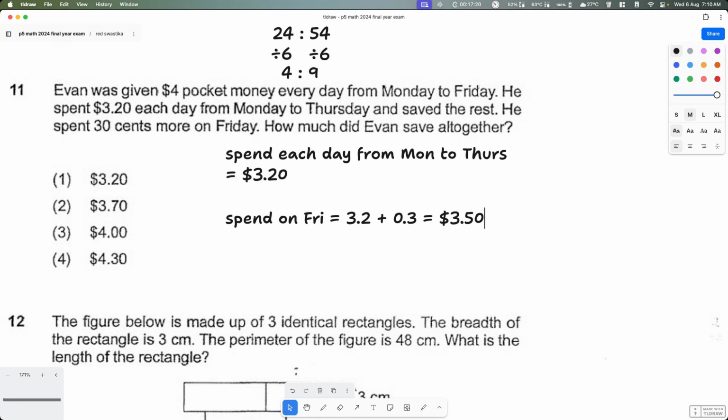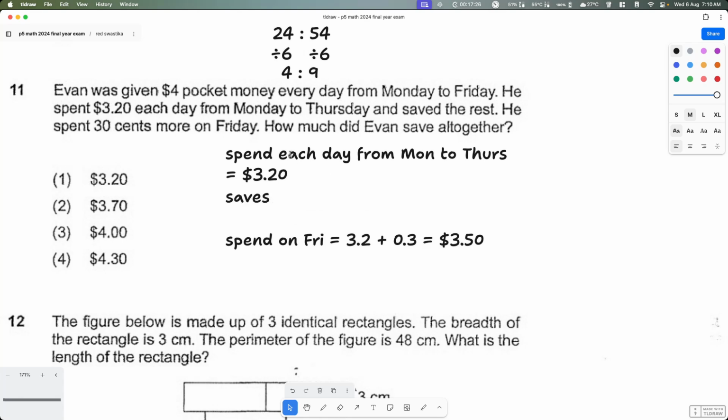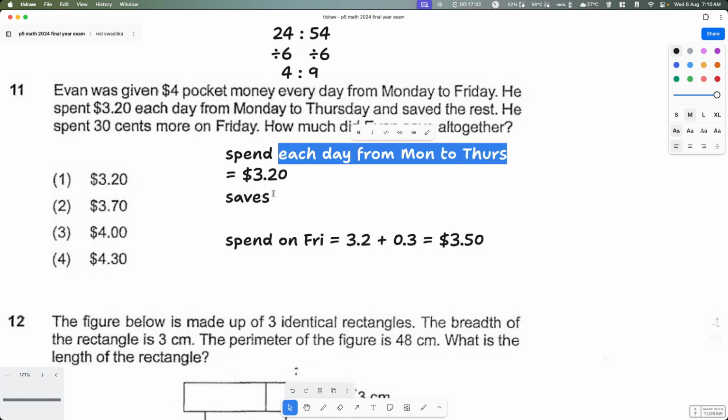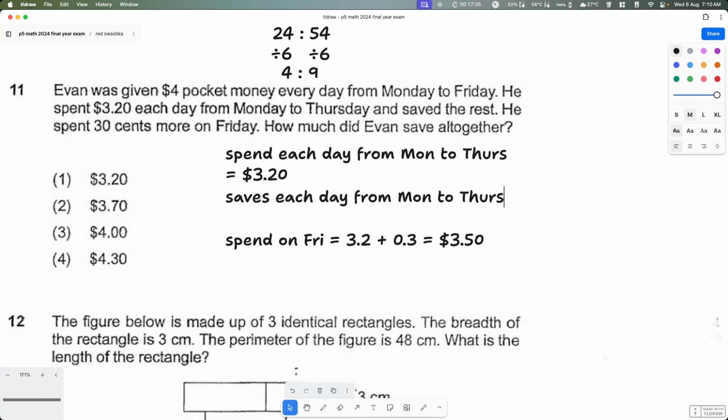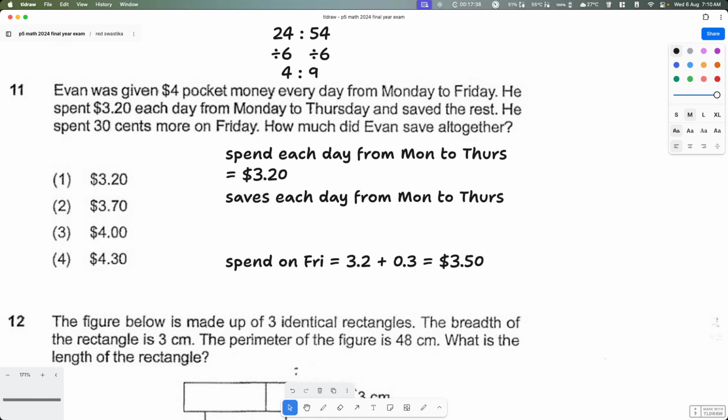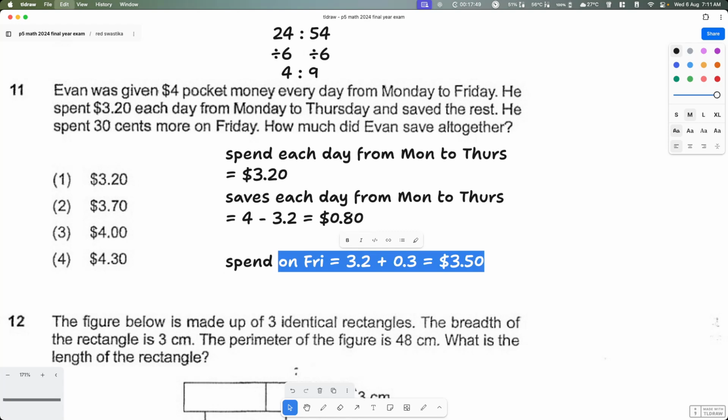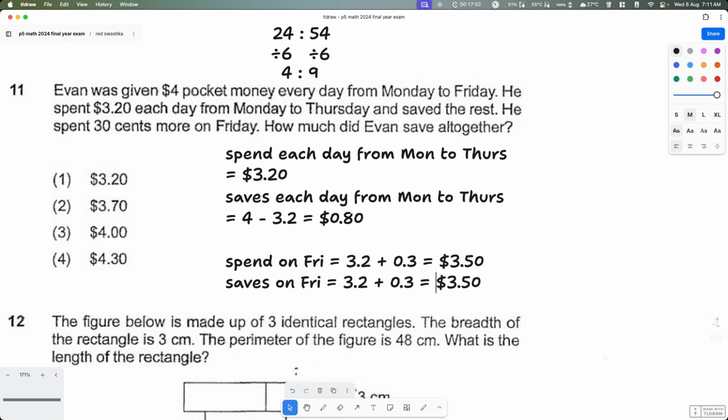Okay, so from here we can say saves each day from Monday to Thursday is equal to 4 minus 3.2. Okay, this will give us $0.80. Then he saves on Friday, which is basically 4 minus 3.5, and this will give us $0.50.